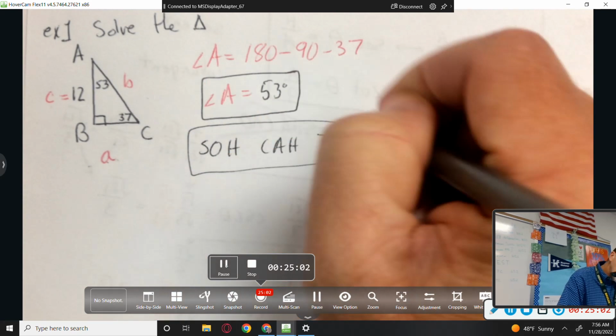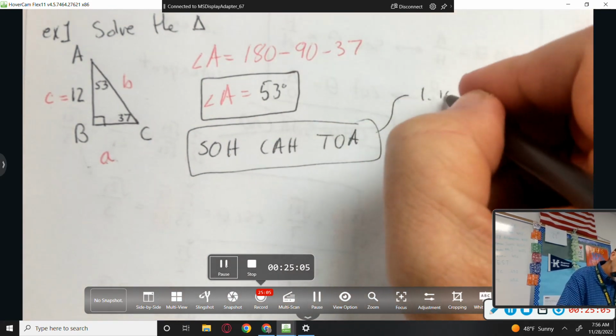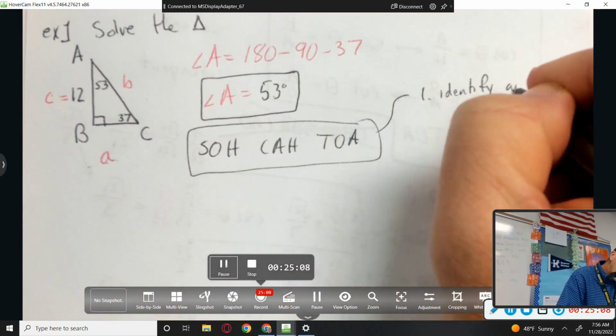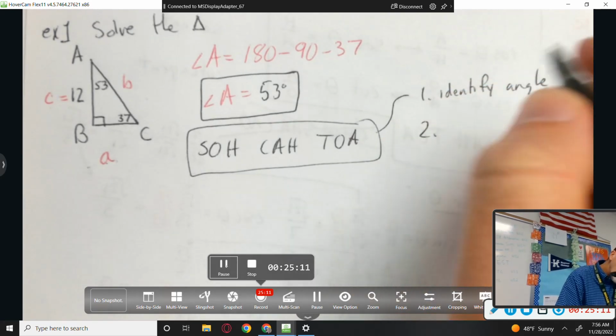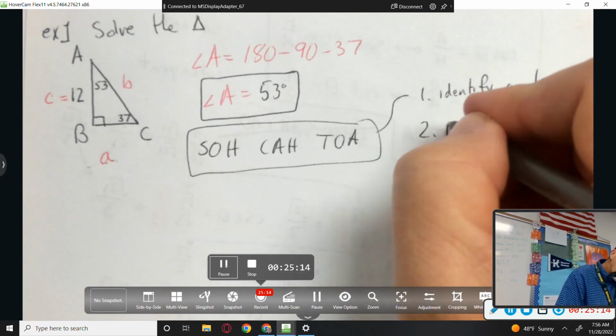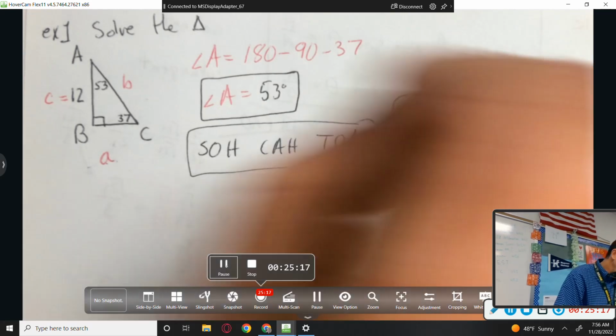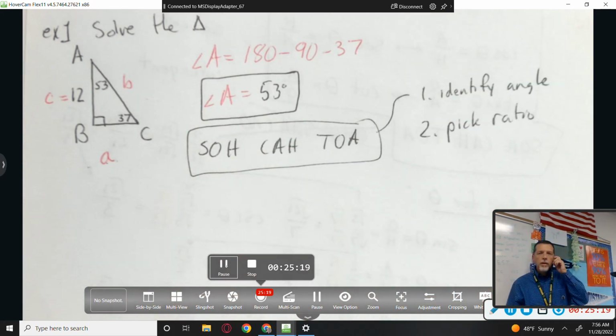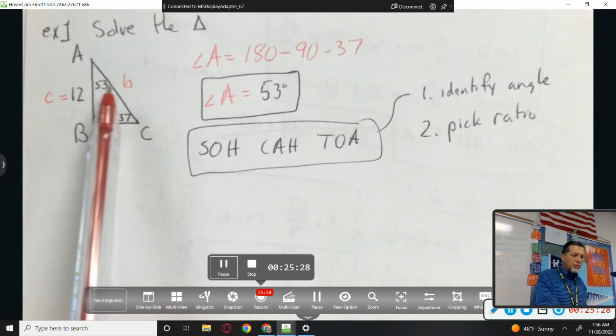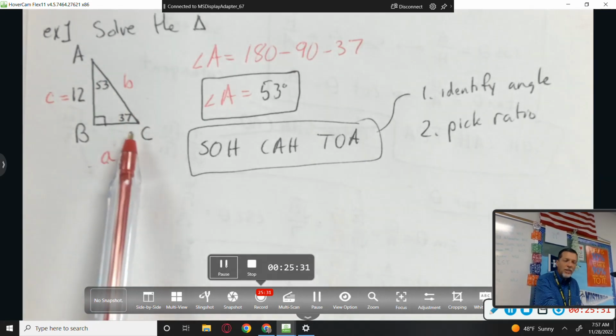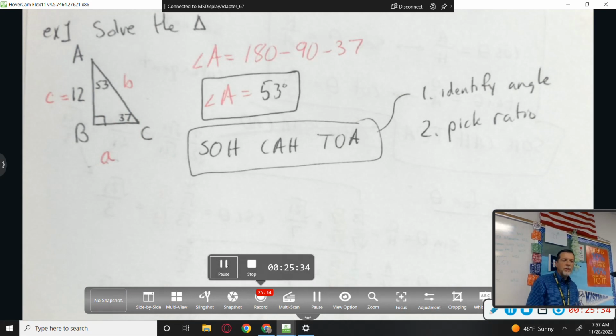When it comes to using SOHCAHTOA, identify the angle first, and then pick which ratio you want to use. Because you got to identify the angle, because that sets who's opposite, adjacent, and hypotenuse. We have options here. We could use 53 or 37. Either would be fine to use, but I'm going to argue that one of them is a little bit better choice. Why 37? You're right. Why 37 rather than 53?